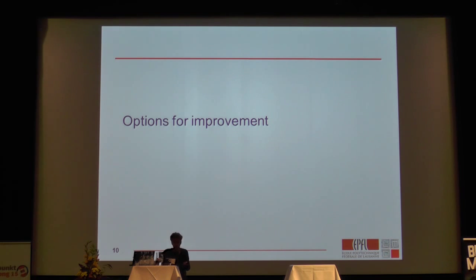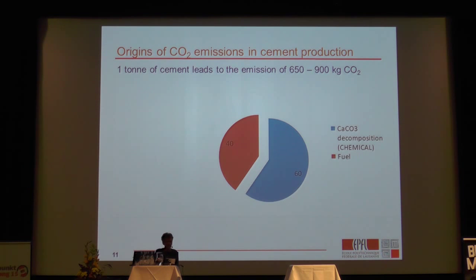So what are the options for improvement? Now, if we look at the production of cement, which of course is the main contributor to CO2 in concrete, what we see is that 1 ton of cement leads to between 650 and 900 kilograms of CO2. But it's actually unique amongst man-made materials in where this CO2 comes from, because only a minority, 40%, comes from energy. So many people think that the answer to all our problem is renewable energy, and of course renewable energy is incredibly important, but this isn't going to help that much in the case of CO2 emissions from concrete.